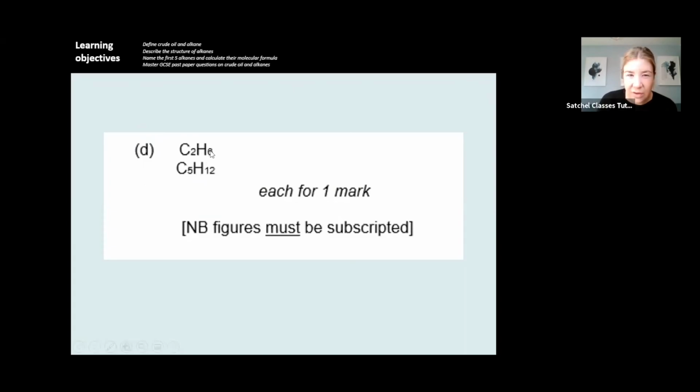So C2H6, well done if you put that. That looks like an 8, doesn't it? But it's a 6. And C5H12. Well done, 1 mark for each.